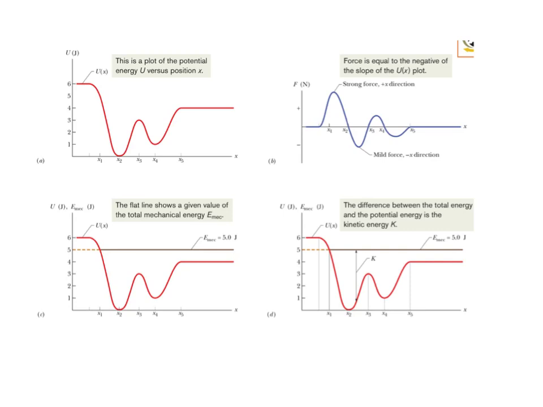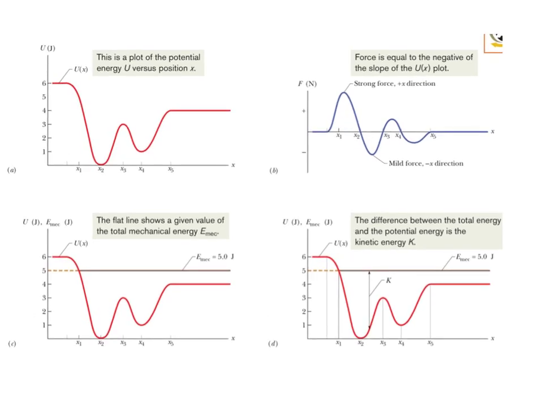For graph A, we're seeing a potential energy graph. We can tell because the y-axis is labeled as U and the x-axis is labeled as position. So this is the potential energy of an object as a function of its position. That's what we're looking at right now. And the first thing that we're going to recognize is that this function varies. It changes as a function of the position itself.